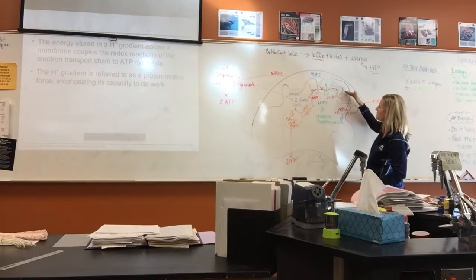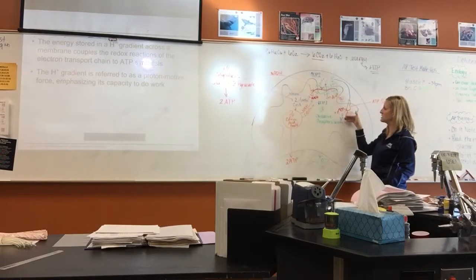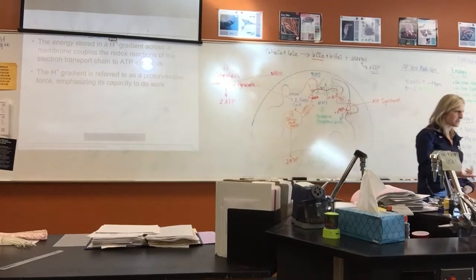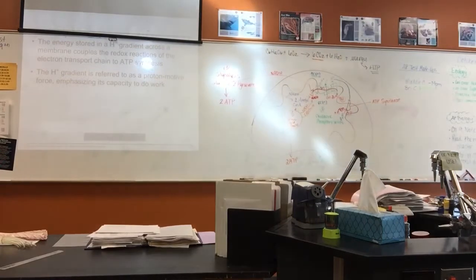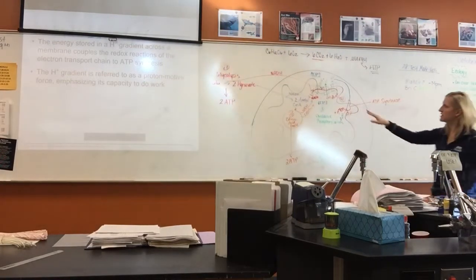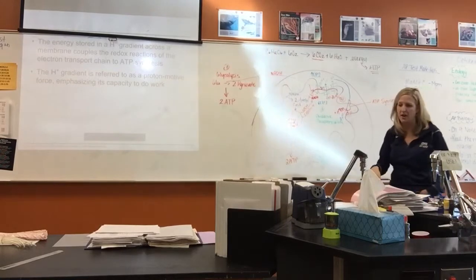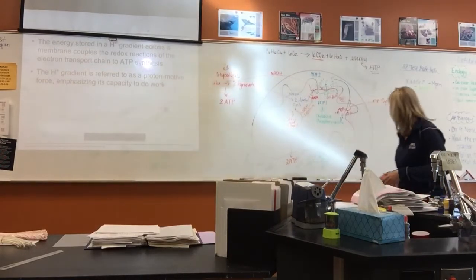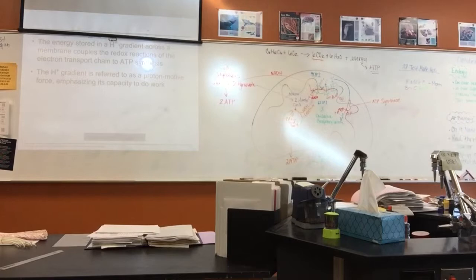And if the H pluses reached equilibrium in both spaces, you're never going to have H pluses moving through ATP synthase. ATP synthase won't be in the right shape, and therefore you won't be able to make ATP. So the electron transport chain is very important so that you always have a situation where H pluses are going to diffuse through.